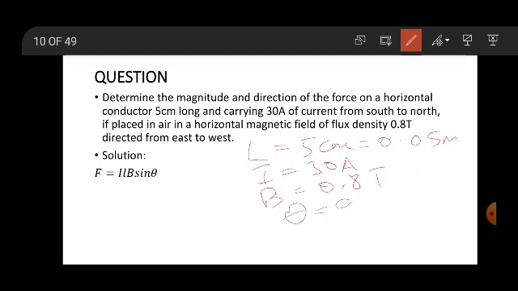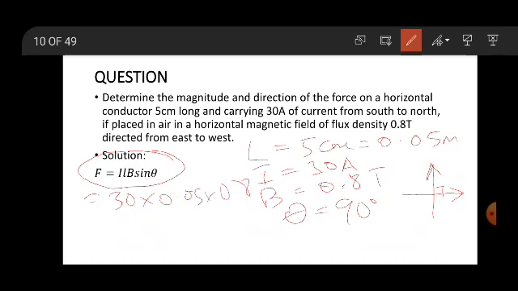It means that theta is 90 degrees. If the current is directed south to north, and the magnetic field is directed east to west, it means that the angle between the field and the current is 90 degrees, so theta is 90 degrees. So this is the formula we are going to use, F equal to ILB sin theta. That will be equal to I, the current, which is 30, L is 0.05, multiplied by B 0.8, and of course sine 90, which is the direction.